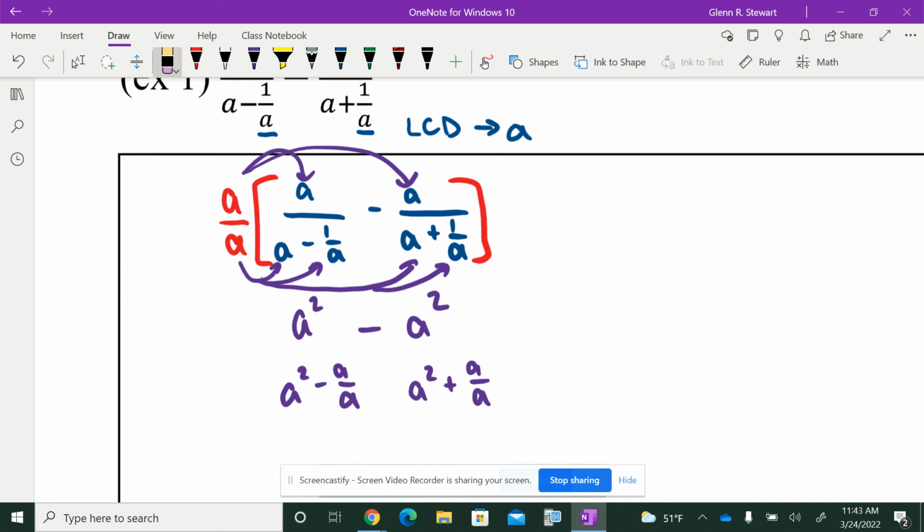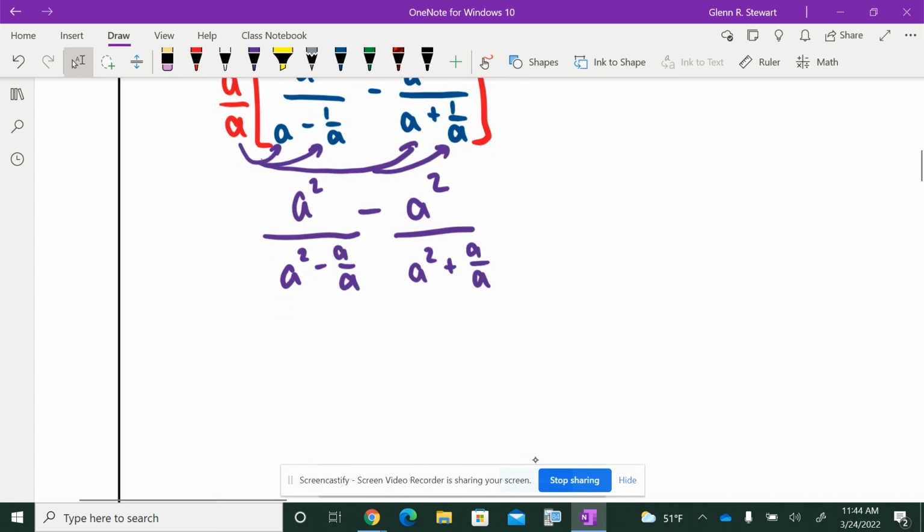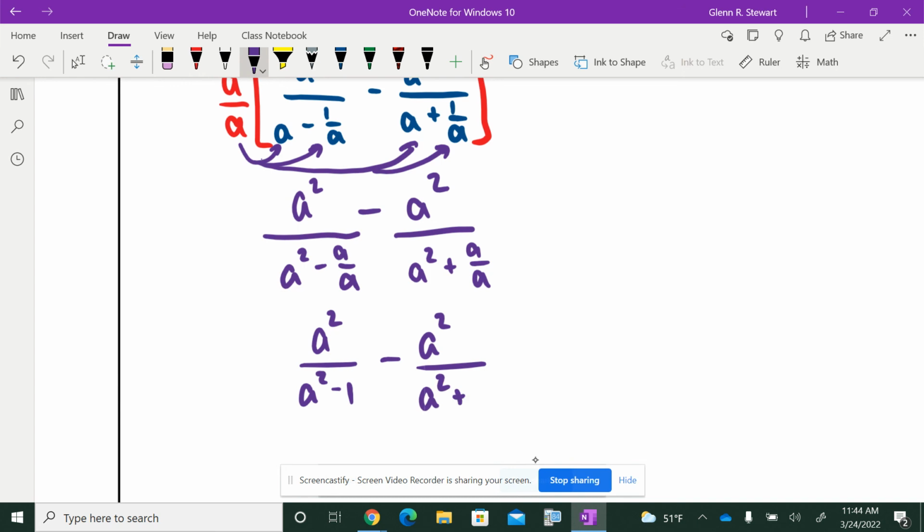And that line shouldn't be the whole way. I apologize. It should only be half there and there. Okay, because those still are two separate fractions. But now you can see why I multiplied by that, because what is A over A? 1. So now I can rewrite this whole entire thing as A squared over A squared minus 1 minus A squared over A squared plus 1.